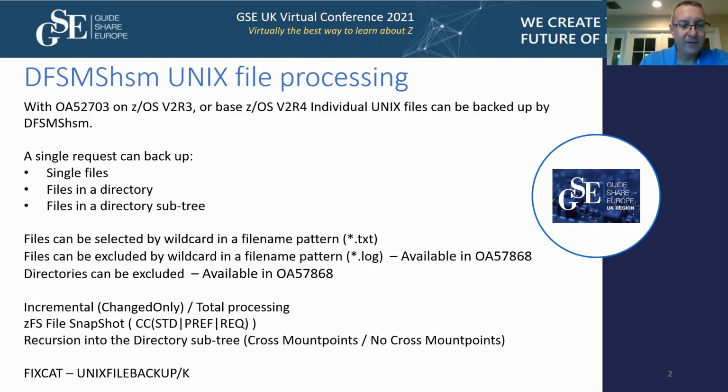And then we have this thing, we called it recursion, which is the directory subdirectory processing. Very important, I did want to point out the fixcat keyword, Unix file backup /K. As we've been working, we have follow-on continuous delivery APARs. We always tag them with this Unix file backup, and any APARs or defects that have been found, we also tag them. So definitely keep current with any of those as much as you can.